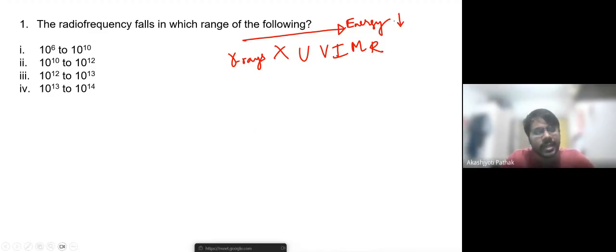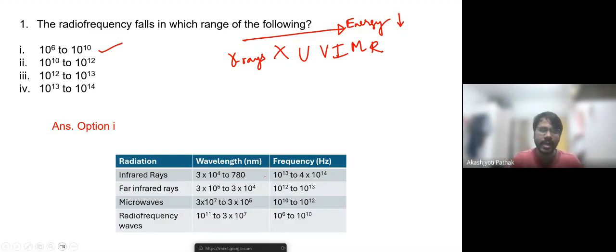These nuclear spin transitions are only observed when you apply energy in the radio frequency range, which is detectable in the NMR spectra. So the answer for this question is 10 to the power 6 to 10 to the power 10. So you can have an idea of the frequencies of the different electromagnetic radiations. Radio frequency waves have the least energy, so accordingly they have the least frequencies, 10 to the power 6 to 10 to the power 10. So the answer is option 1.